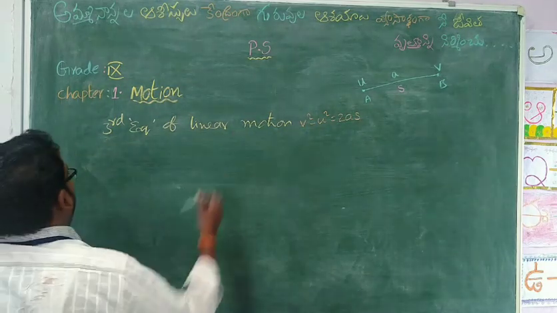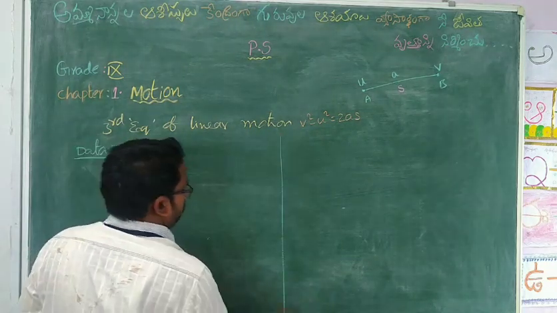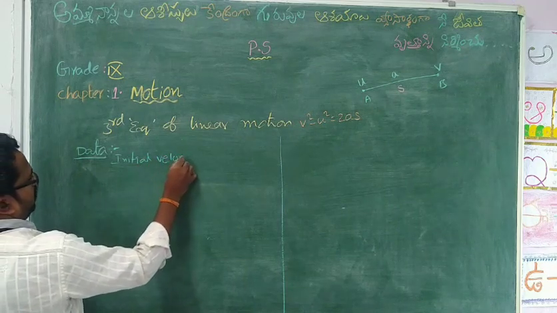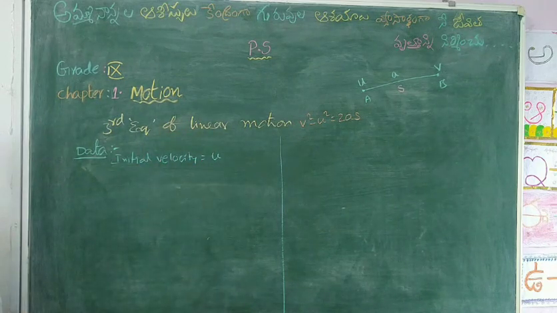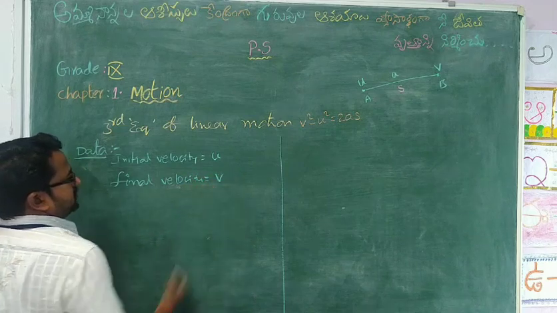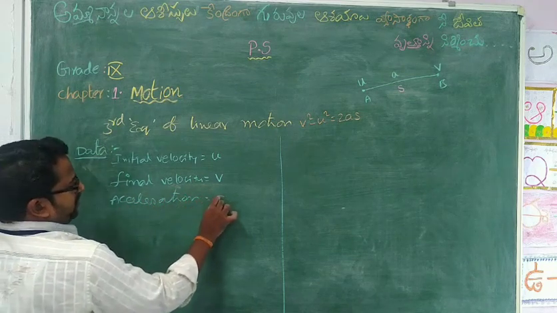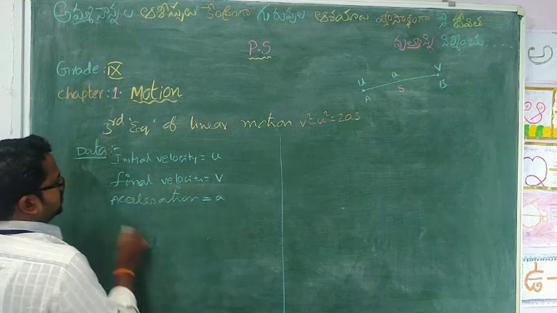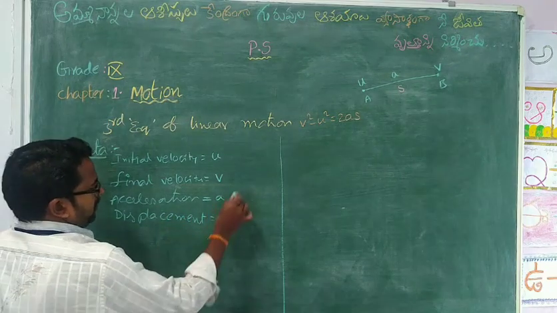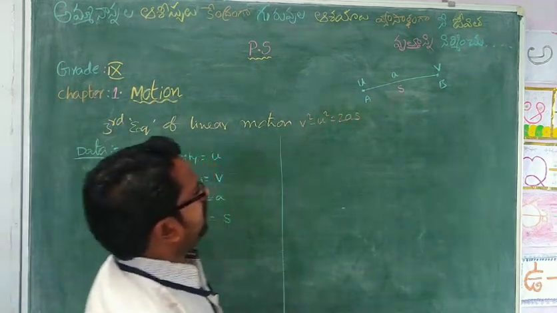Now, based on that, what data do we have? First, we have to write the data. The initial velocity is u, the final velocity is v, the acceleration is a, and of course the displacement is s. These are the data we have.